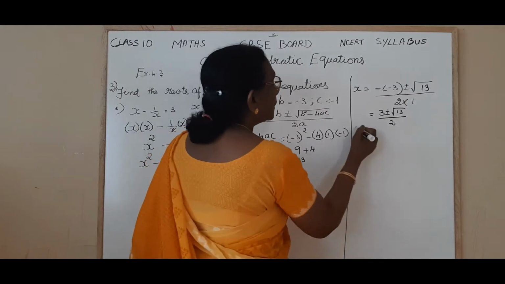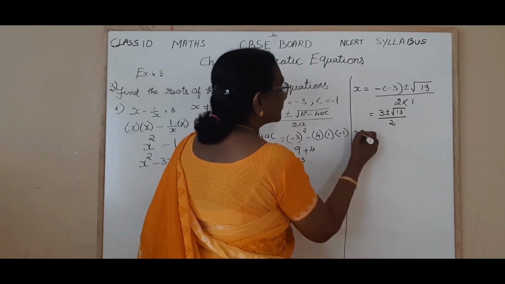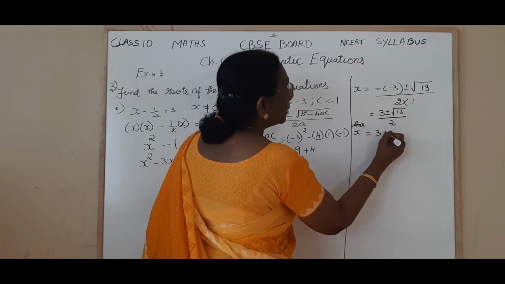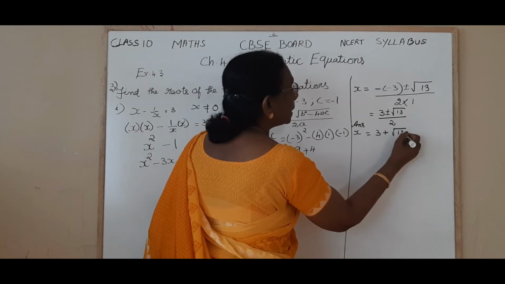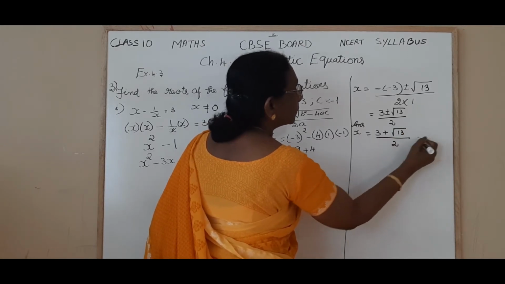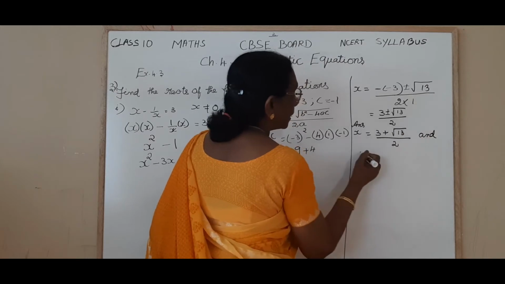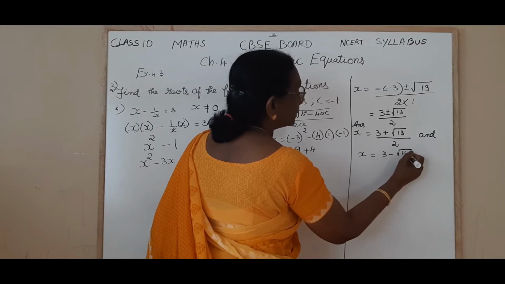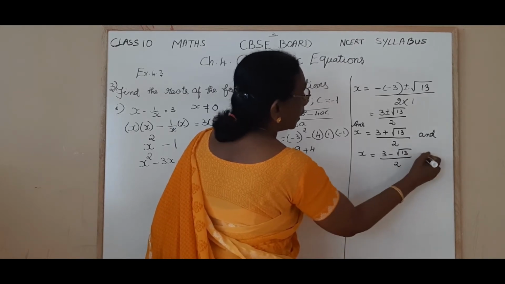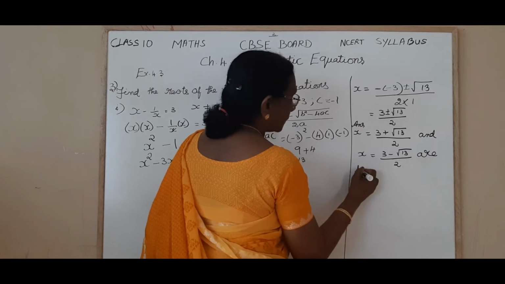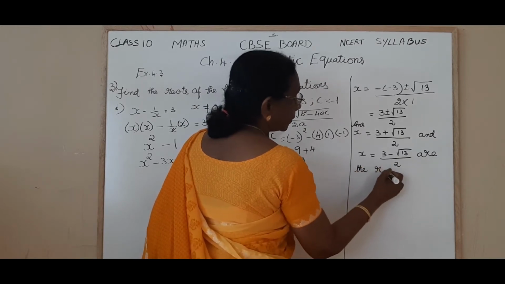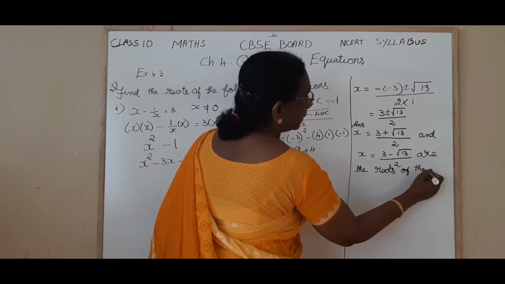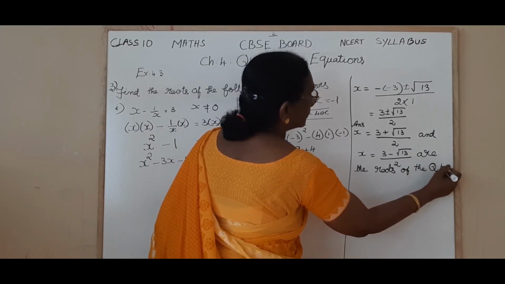Okay. So x is equal to, then write the answer, x is equal to 3 plus root 13 the whole divided by 2, and x is equal to 3 minus root 13 divided by 2, are the roots of the given quadratic equation.